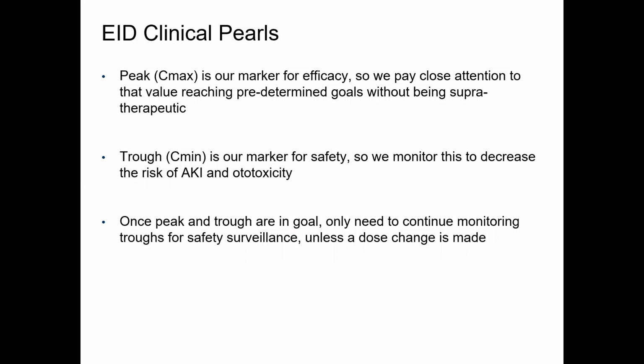And once the peak and trough are in goal, it's really only necessary to continue monitoring trough, because we know that this dose is likely going to reach that peak, but we want to make sure that the patient doesn't slowly start to accumulate the drug, meaning that their trough starts to rise. And so once that peak is in goal and the trough looks good, it's usually recommended to get a trough every couple of days, anywhere from 2 to 5 days, depending on the patient, unless a dose change is made, which is then when we would recommend another peak and trough.